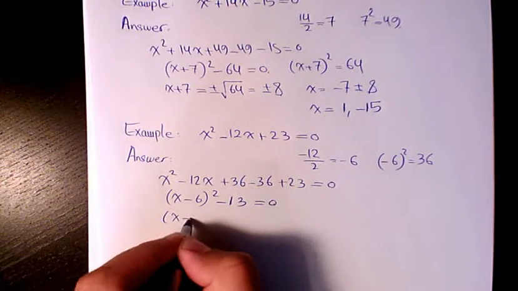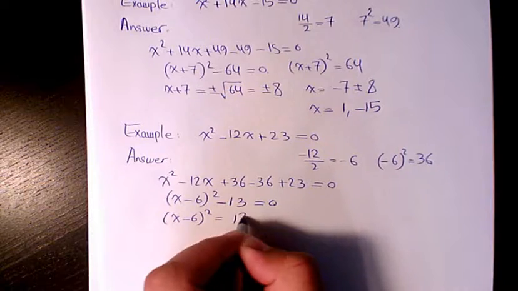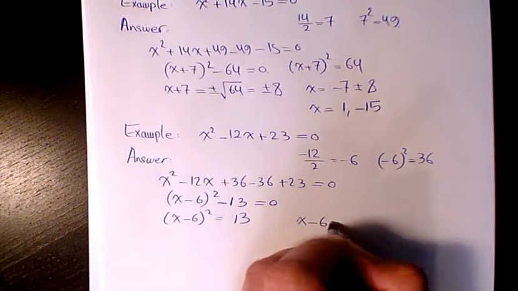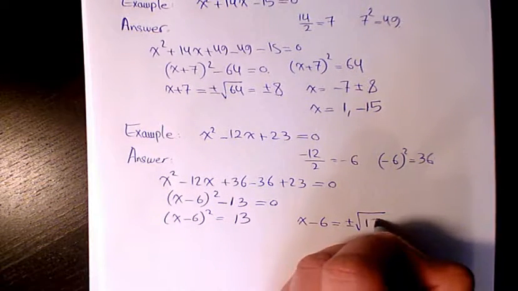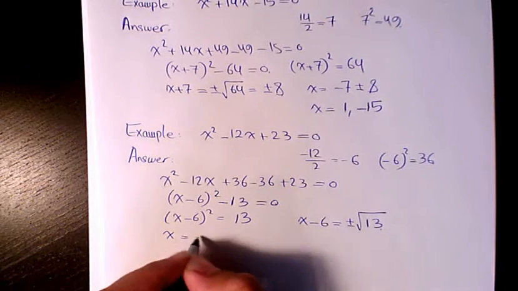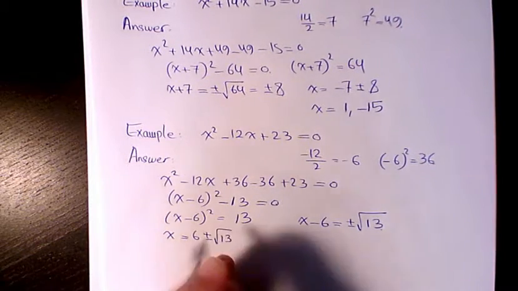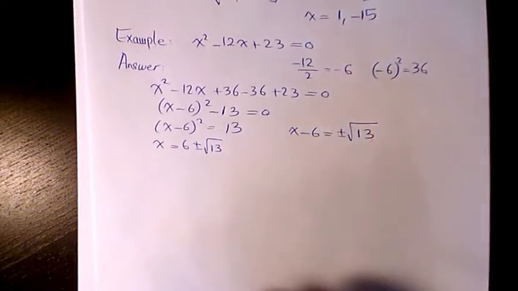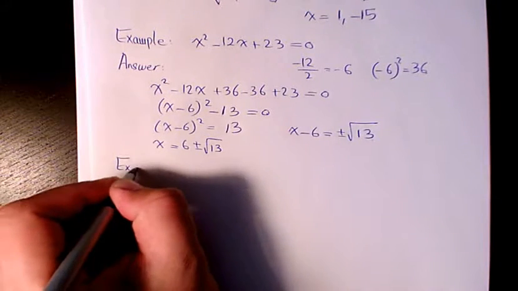So (x minus 6) to the power of 2 will be 13. So x minus 6 will be plus minus the square root of 13. So x will be 6 plus minus the square root of 13. Next example.